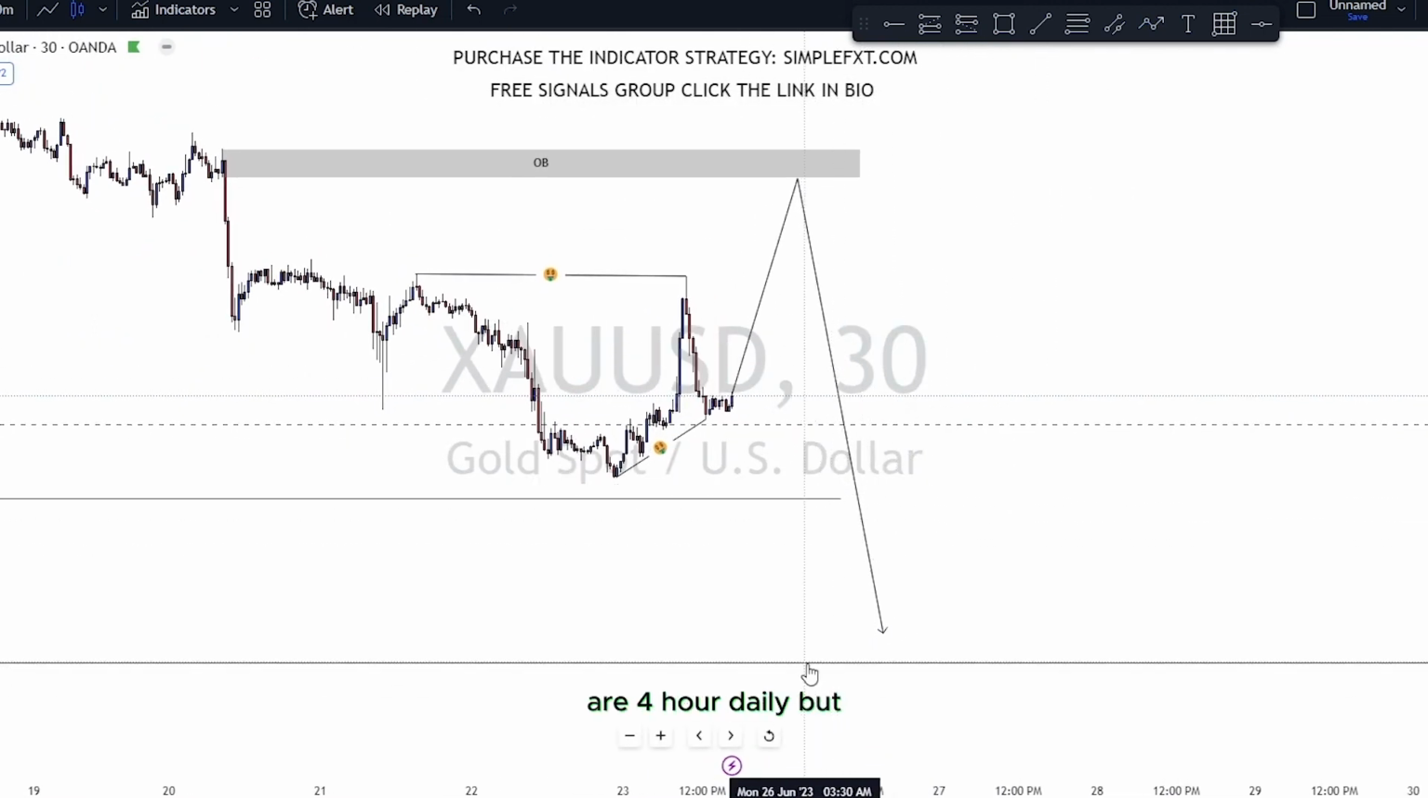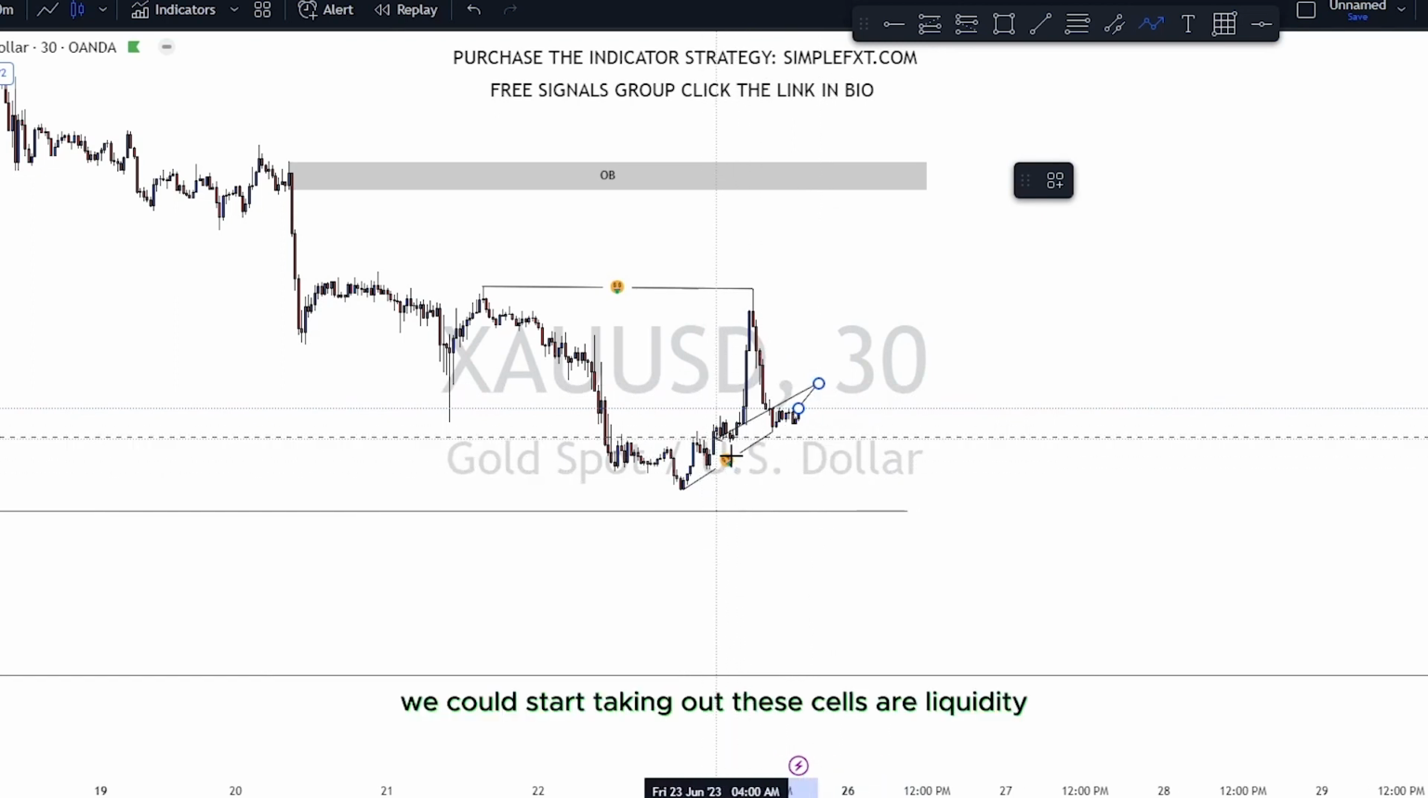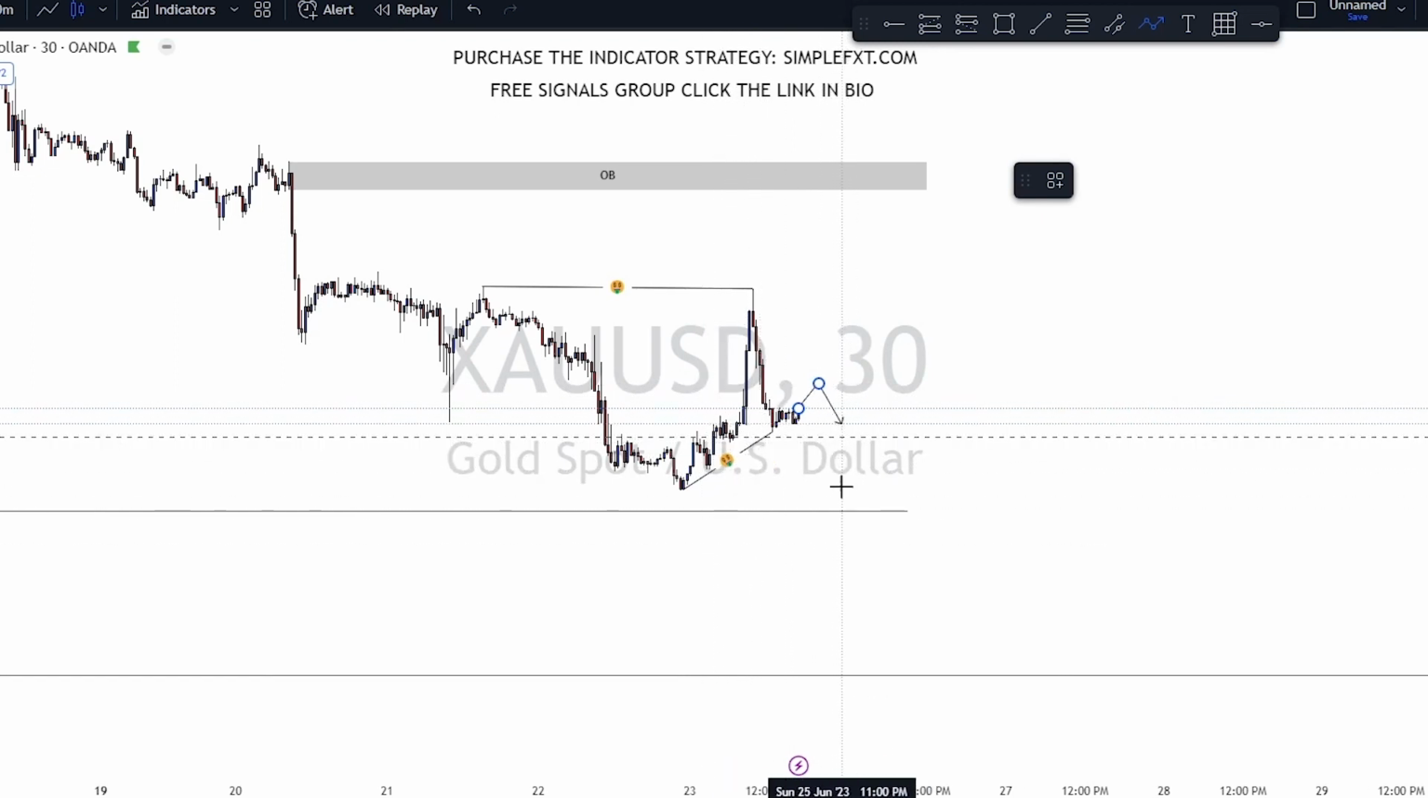All right, 4 hour or daily, but we also can just continue. This could also be a thing as well. We could go up into this gap or into this gap, for example, or just a little bit. Let's just go for this one. We could start taking out these sell side liquidity and continue, probably go something like this, taking out the 4-hour liquidity, then go up.